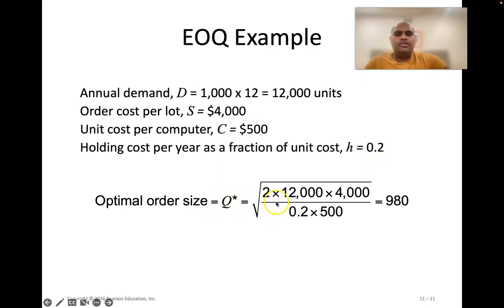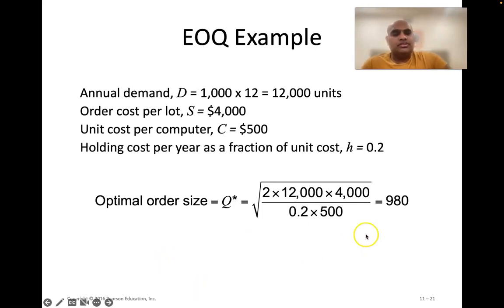So your optimal order quantity will be the square root of 2 times D times S divided by H times C, and this will turn out to be approximately 980 units, right? And that's the optimal order quantity. So every time you place an order, you have to order 980 units. Now, before I end this video, a couple of things I'm going to talk about.